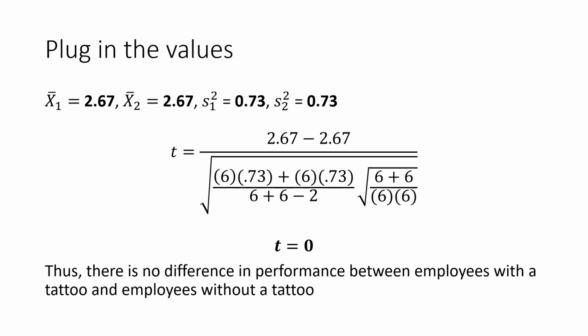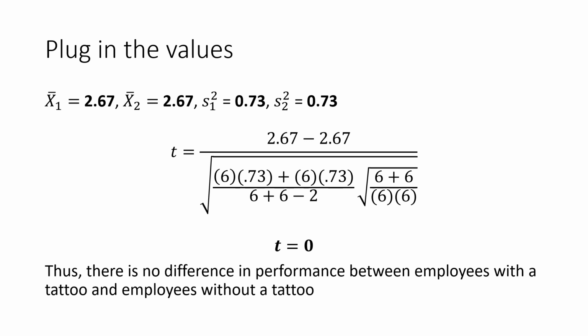And then you plug in the scores at the bottom half of that equation. So the square root of 6 times 0.73, so 6 is the number of cases in group 1, times 0.73, plus 6 times 0.73, so that's the number of cases in group 2, times the standard deviation in group 2, divided by 6 plus 6 minus 2 times the square root of 6 plus 6 divided by 6 times 6.